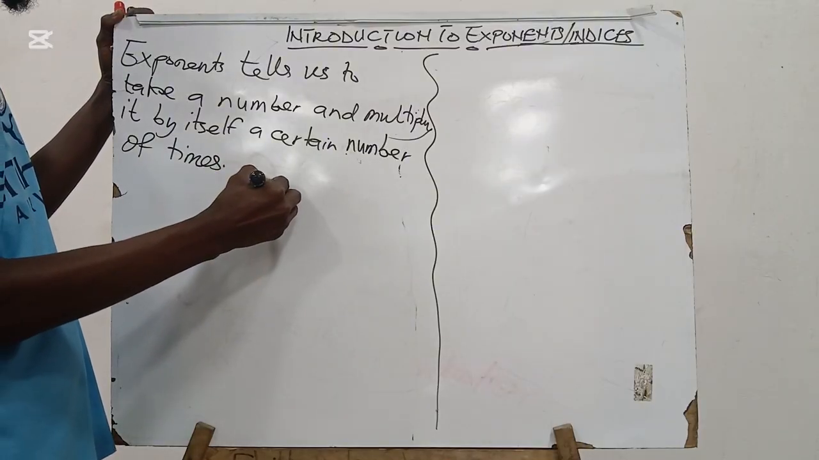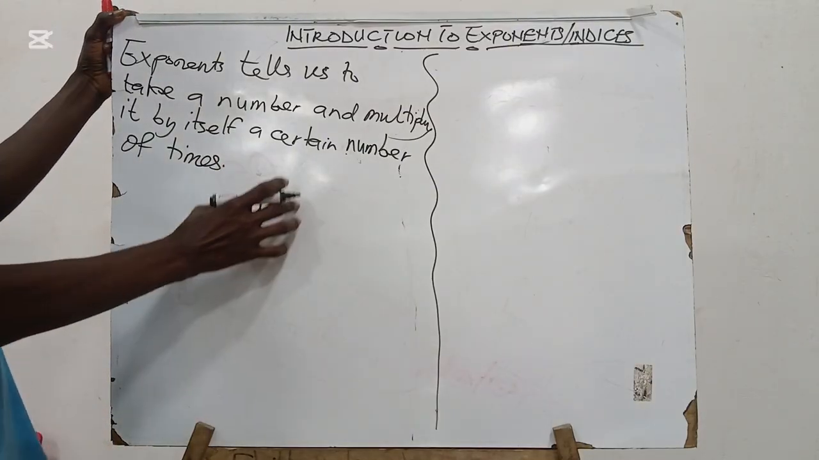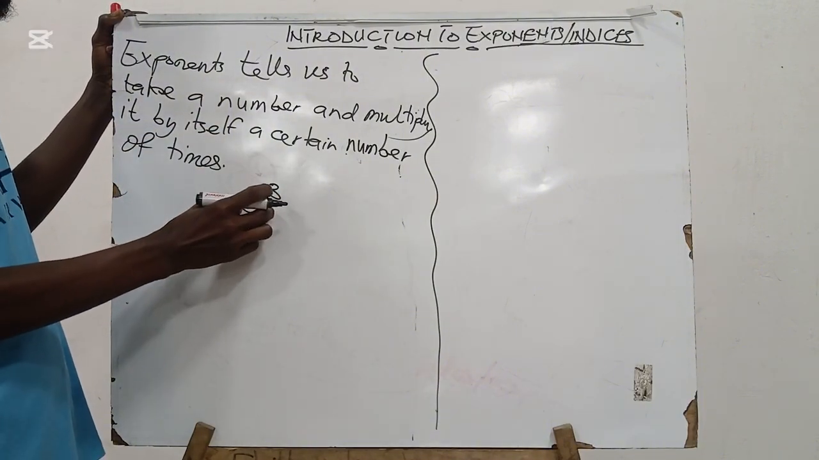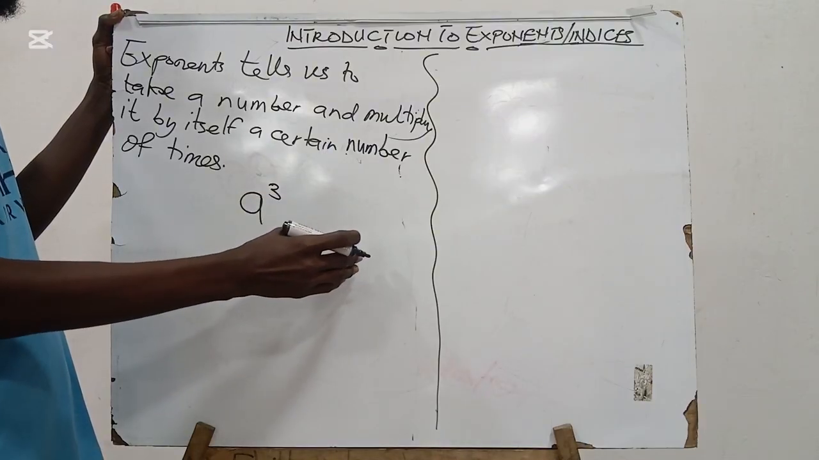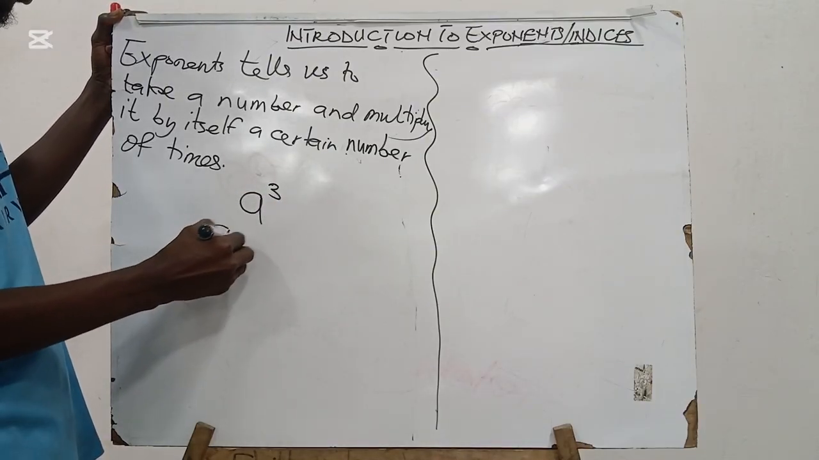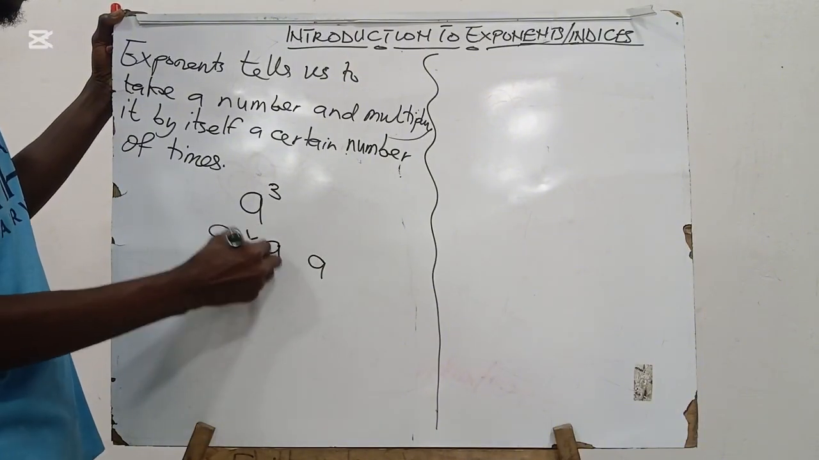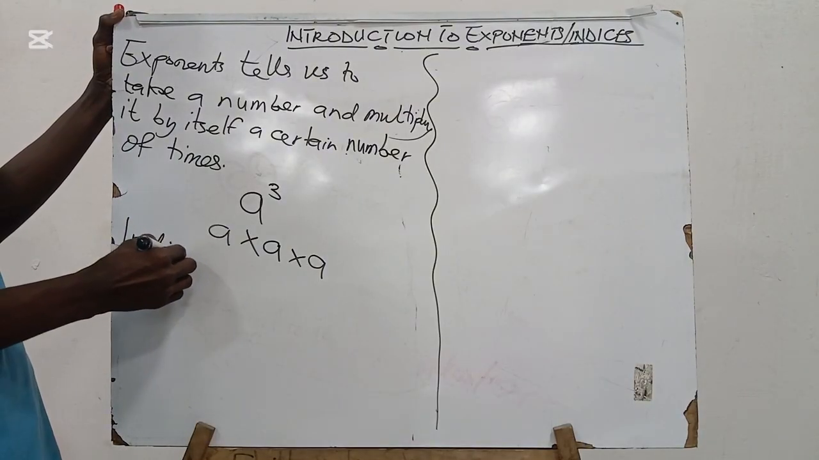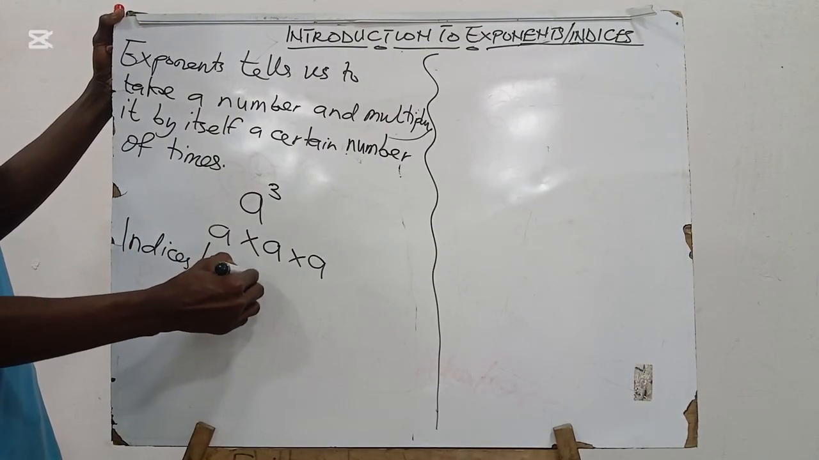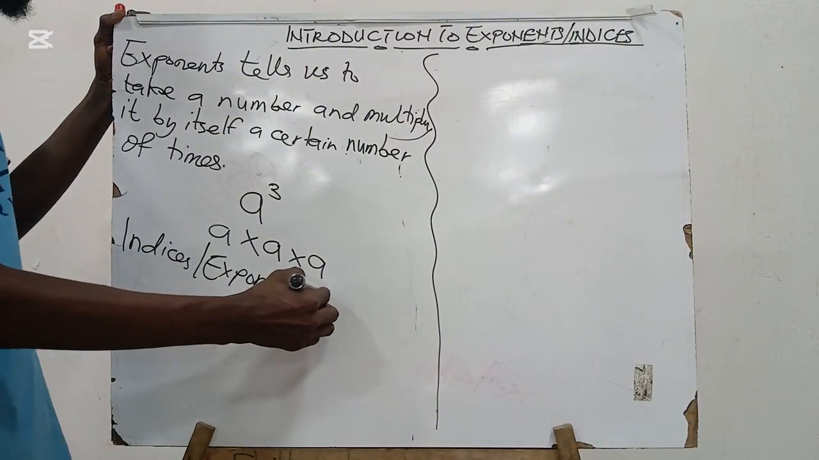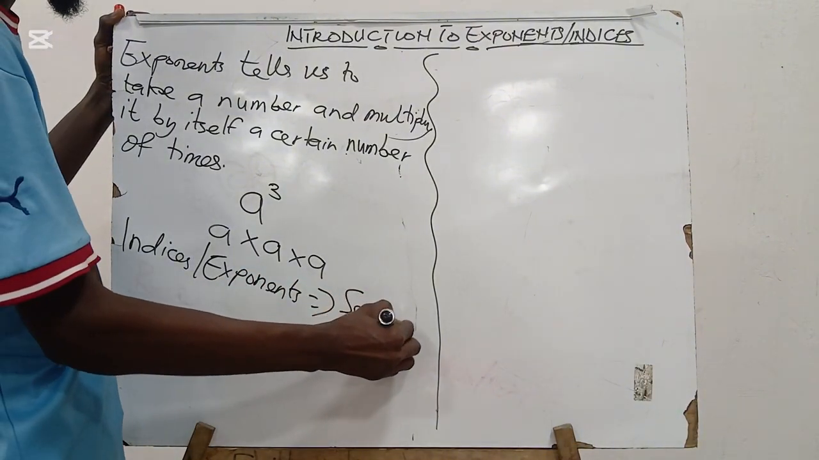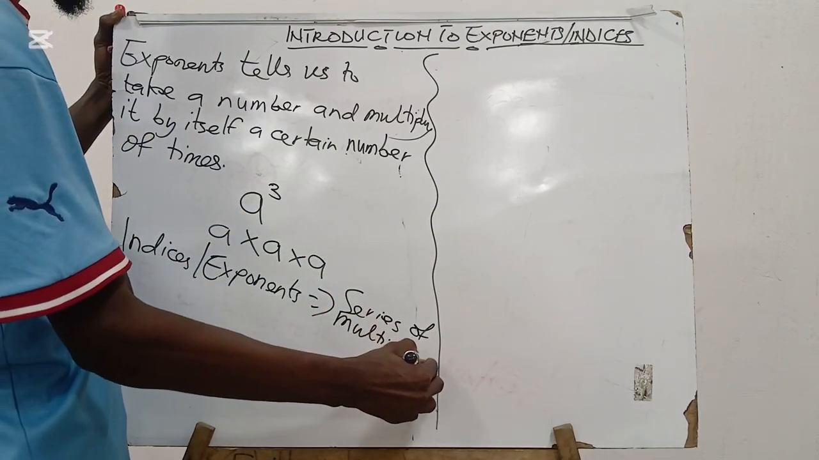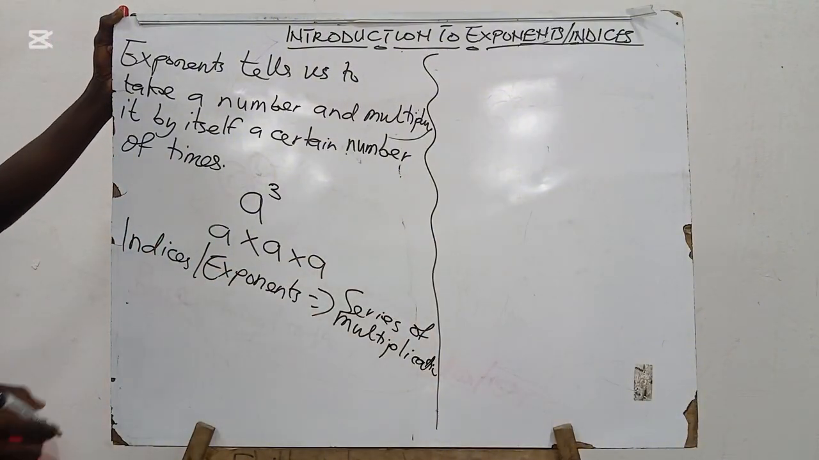So you see things like this. Let's say a exponent 3. Whenever you see this, a exponent 3 is basically telling you to take the a and multiply the a by itself how many times? 3. So you want to see a, and then link it with what? Multiplication. So indices or exponent is basically a series of multiplication. Are you getting it? Great.